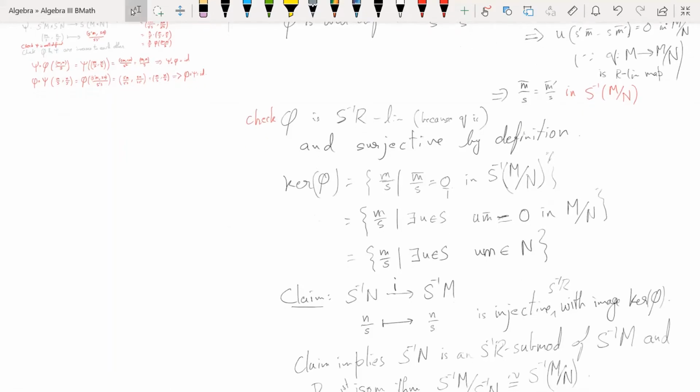Now we want to show that kernel phi is isomorphic to S inverse N in some natural way. So for S inverse N, there is a natural map from S inverse N to S inverse M, which we denote by I, which sends N over S, where N over S is the equivalence class in S cross N.